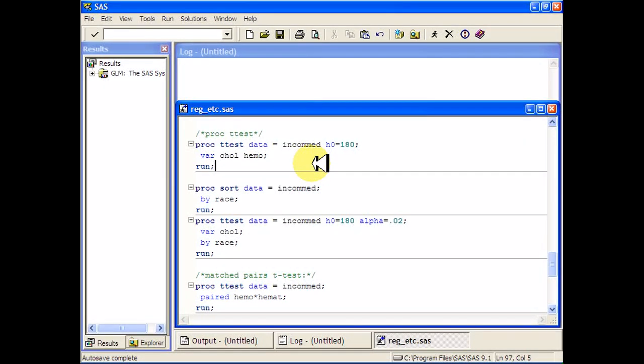Here's the t-test procedure. Suppose I'm running this t-test for these two variables, cholesterol and hemo, and I want to test whether their mean is equal to 180. In other words, I'm doing this null hypothesis that mu equals 180, and I'm doing that for both variables. If you want to specify two different null hypotheses, then you need to run two separate proc t-tests. This specifies a data set as we've seen before, and when I run this, I get some nice statistics.